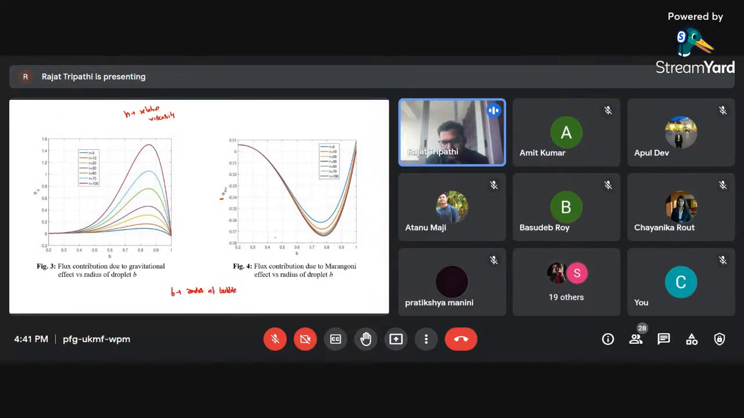The bubble that we have taken, its radius is taken as b. We see that the contribution due to the gravitational field is never negative, whereas the contribution due to Marangoni convection is positive only up to a critical value of b, and after that we have a negative contribution. It is clear that only up to this value of b, which is almost b equal to 0.35, there is a positive contribution due to Marangoni convection, and then a negative contribution after this value. Please keep this in mind. This is going to help us in analyzing the motion of the bubble, that is, the shape and position of the bubble.